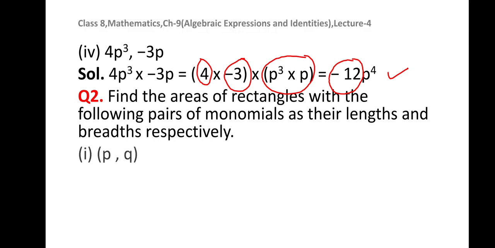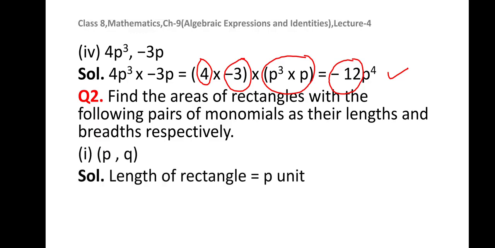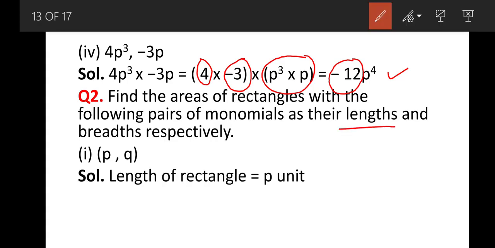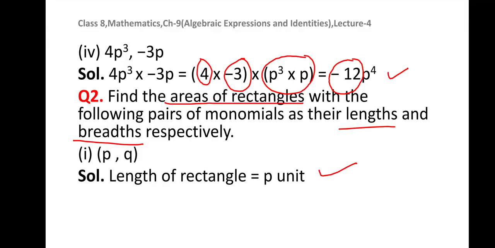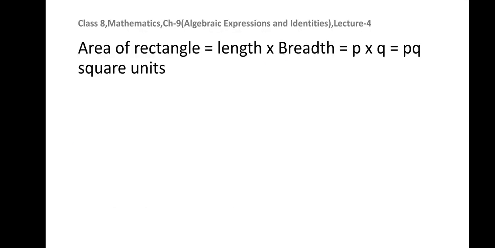Let us see now. First part is p, q. As it is clearly mentioned that length and breadth are given, you will write in terms of length and breadth only, as we are supposed to find the areas of rectangles. As no unit is present, we write only units. If meter or centimeter had been present, we would have written meter or centimeter, but as no unit is present, we will write units. The length is p units and the breadth of the rectangle is q units. The area of a rectangle we know is length into breadth, so it gives p into q, that is equal to pq square units. Simple as this.